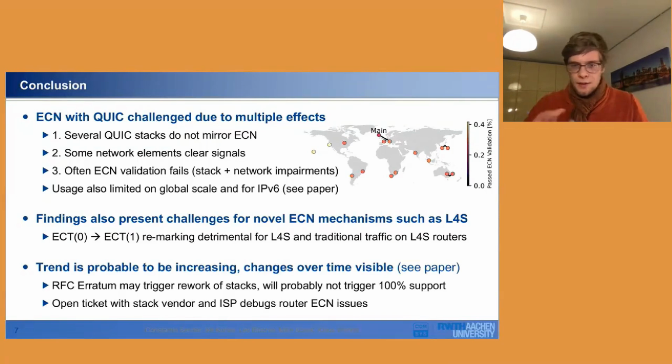But this is the good thing that we saw in our measurements. The trend is probably increasing. We see a lot of changes over time and a growing trend. There's an RFC erratum, which may trigger rework of QUIC stacks. It will probably not trigger 100% support, but we already see a lot of changes in stacks. And we also have open tickets with stack vendors, and an ISP already debugs its routers to see why ECN fields are changed here.